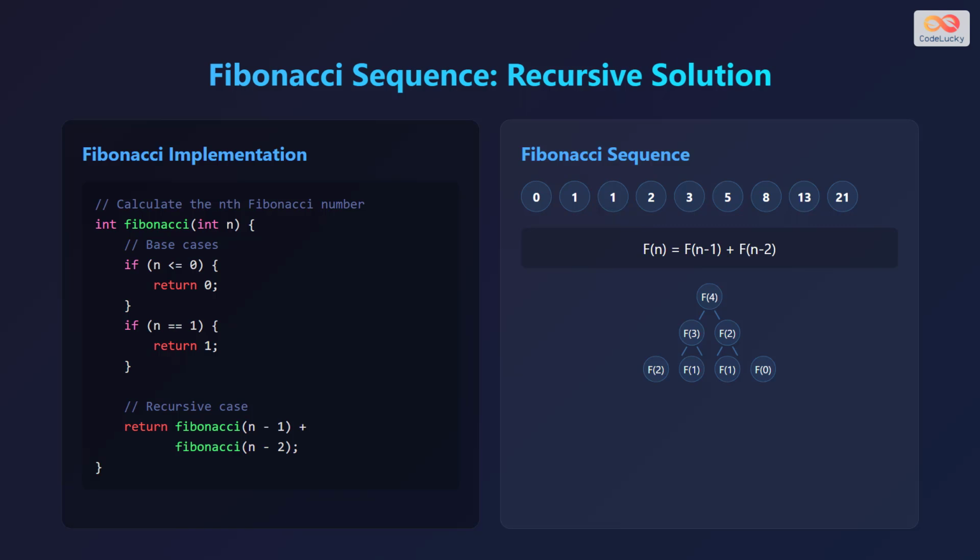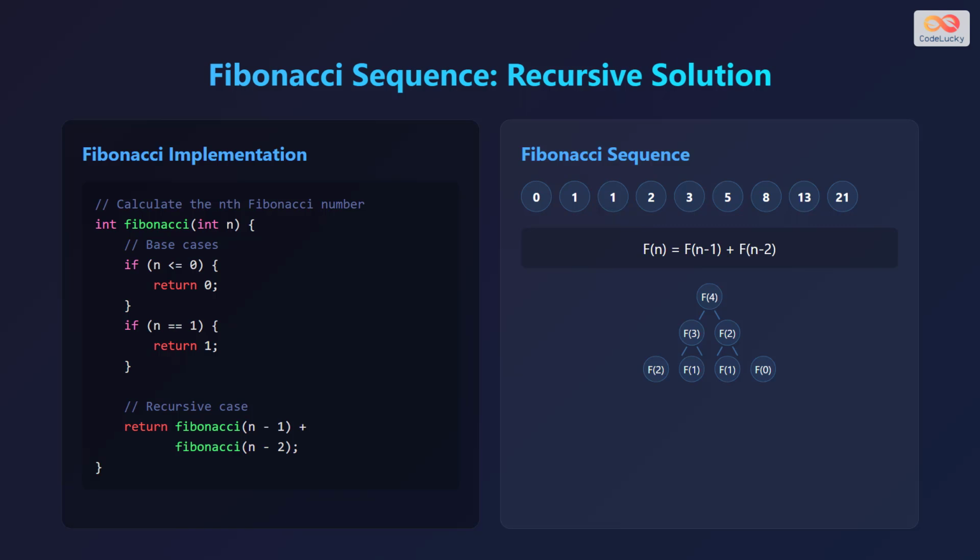Now let's consider the code. Here, the Fibonacci function accepts an integer n as a parameter. There are two base cases. First, if n is less than or equal to 0, the function returns 0. Second, if n is equal to 1, the function returns 1. Otherwise, the function returns Fibonacci of n-1 plus Fibonacci of n-2.